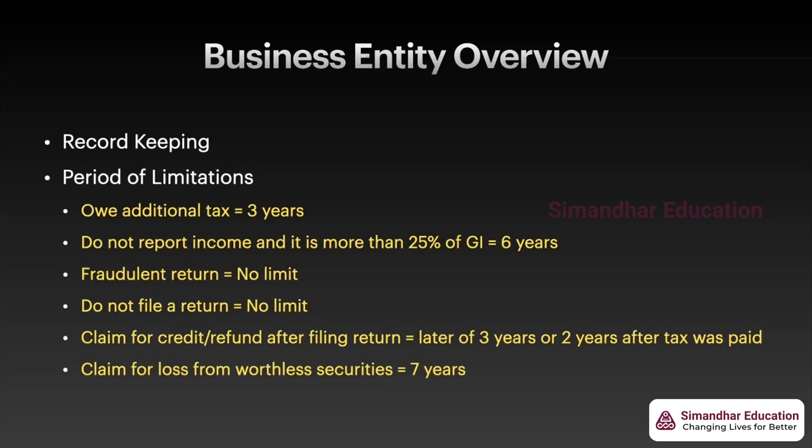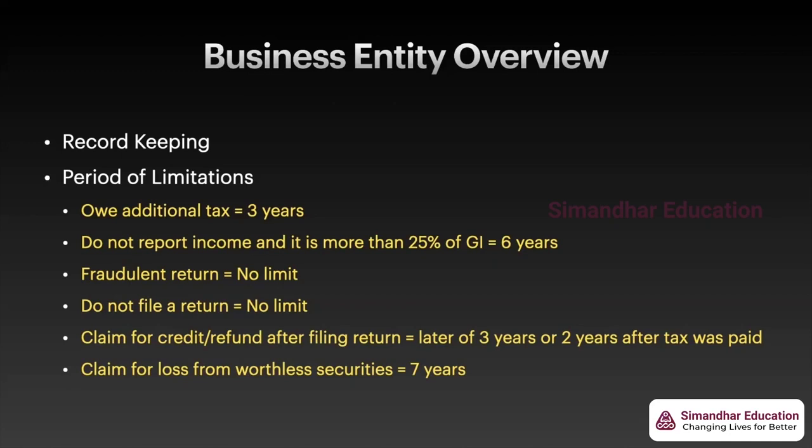And there are specific periods for each of the different situations that we'll be looking at, which is highlighted on the slide deck. So if you had additional tax that is owed, right, and none of the below criteria is met, the IRS has set a time frame of 3 years that it can go back and audit your tax returns.